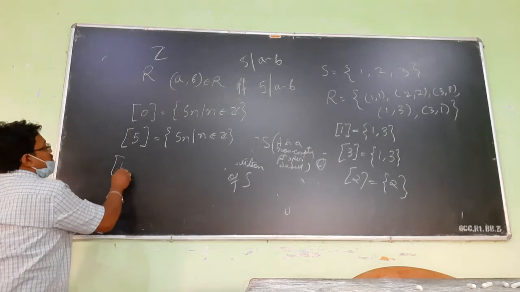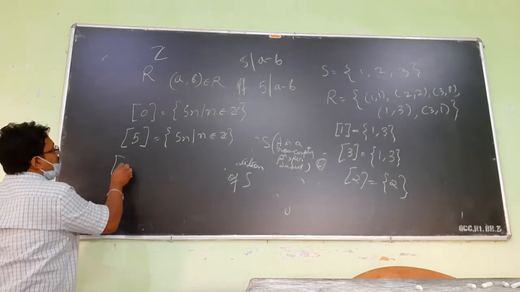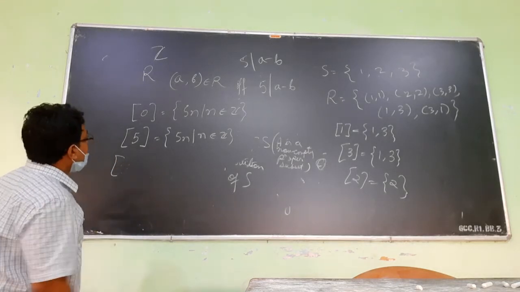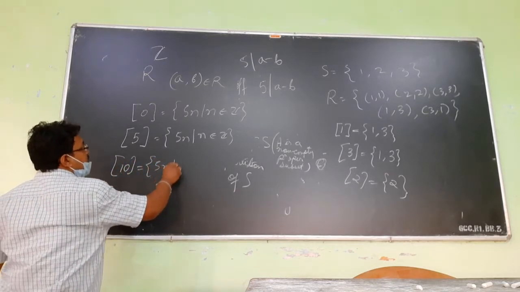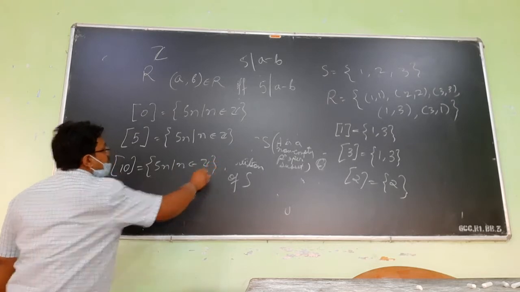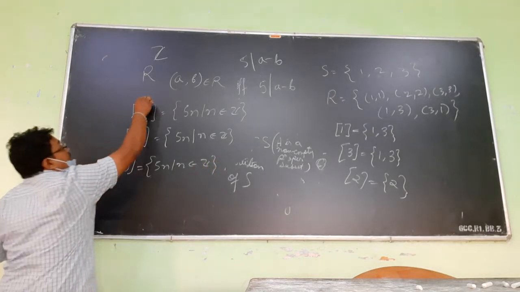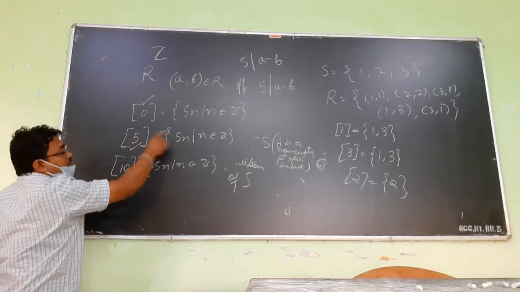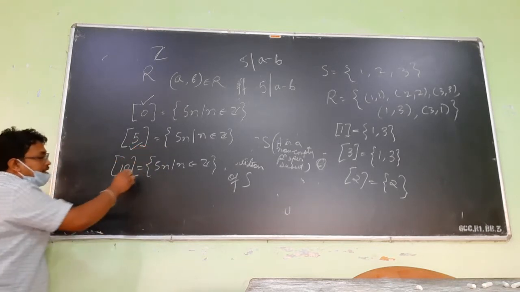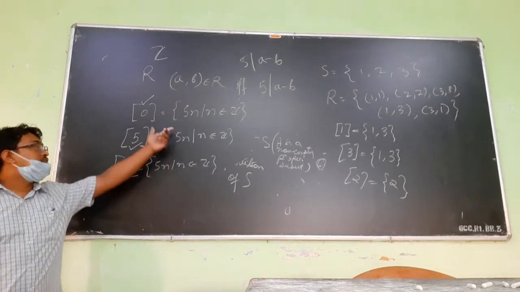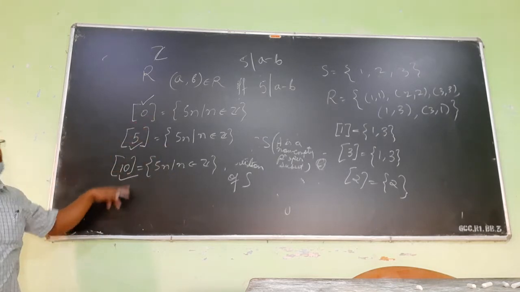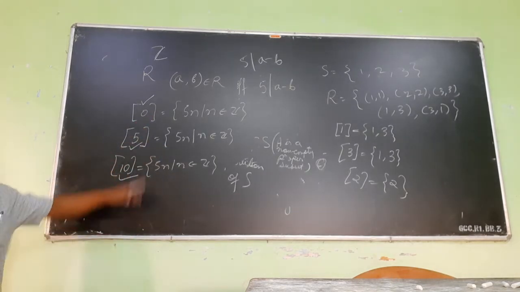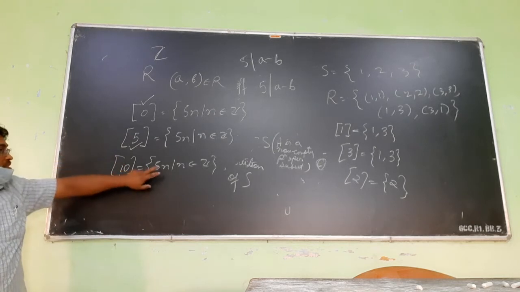Similarly, the equivalence class of 10 was also 5n such that n belongs to Z. So 0 is also a representative of this class, 5 is also a representative, and 10 is also a representative of the same class. So the same class can be represented by infinitely many elements. All multiples of 5 will represent this class.